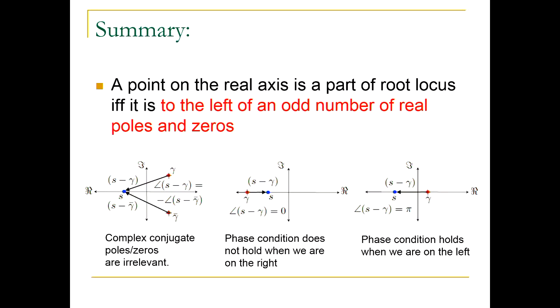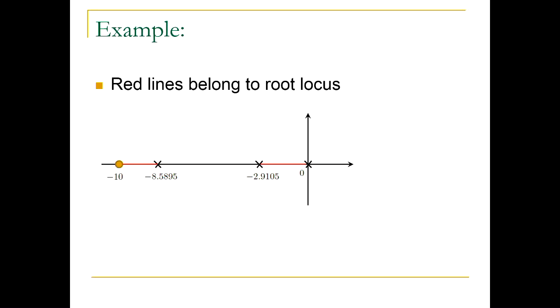If I'm to the right, then the contribution of that pole or zero is 0, and if I'm to the left, then the contribution is pi. So I can quickly determine which parts of the real axis belong to the root locus. Let's look at that in the example.